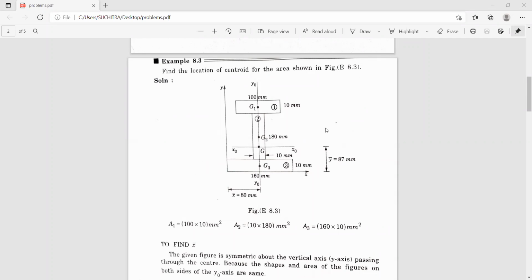Anyone having any doubts with this problem, how to calculate the values of y1, y2, y3? Is it clear? Shall we move on to the next one? Hello? Yes, sir. Okay, is it clear? Yes, sir. Okay, fine.